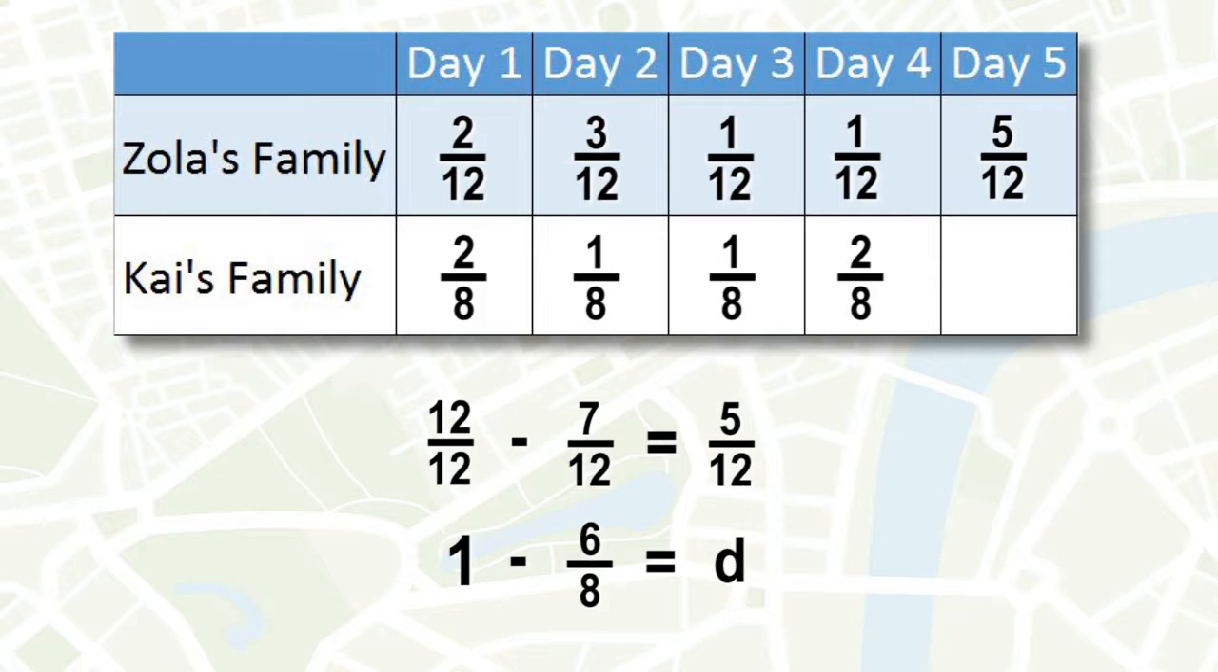For Kai's family, the equation would be 1 whole minus 6/8 equals the distance for day 5. 1 whole can also be thought of in terms of 8ths as 8/8. The equation now reads 8/8 minus 6/8 equals 2/8 left to travel on day 5.